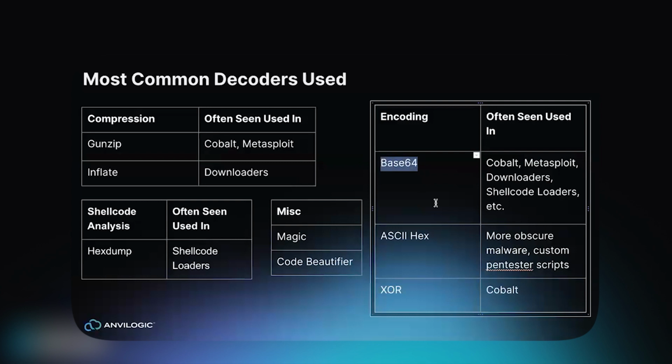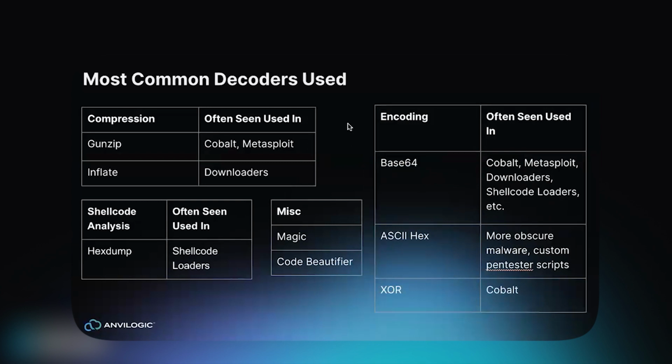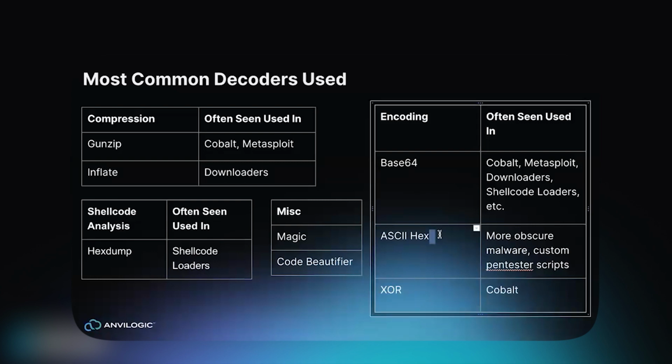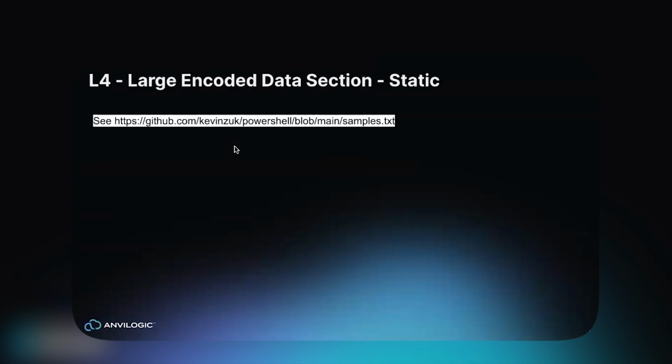Base64, very common, probably one of the most common encoding methods. Encoding means it's reversible just by knowing the method and if you have a key. A lot of the time when you're looking at this stuff, you won't have a key because it'll just be ASCII hex or Base64. But if you know something's Base64, you can unbase64 it, which is nice. Any questions? Okay, let's go to this guy here.